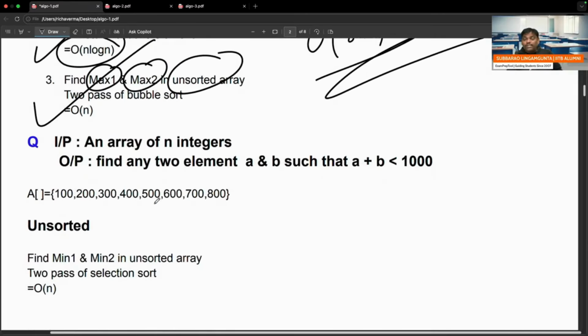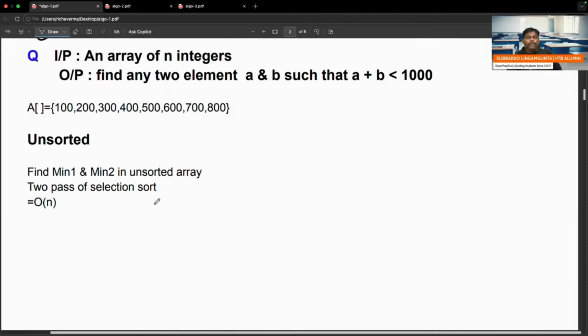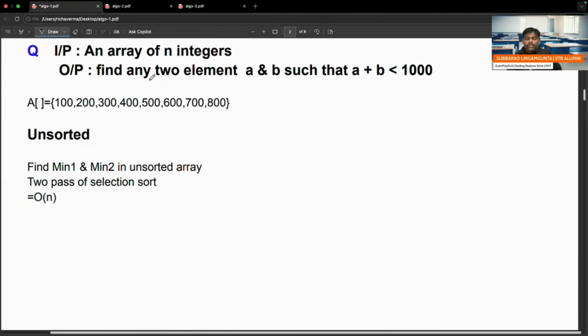I want to give you examples also, so I am giving them now. Next one, an array of n integers, find any two elements a and b such that a plus b is less than 1000. I want two people whose sum is less than 1000, so I think the two minimum people. You can apply all the algorithms we have done, but one more best idea is to find the first minimum and second minimum, which is nothing but two selection passes, which is order of n.